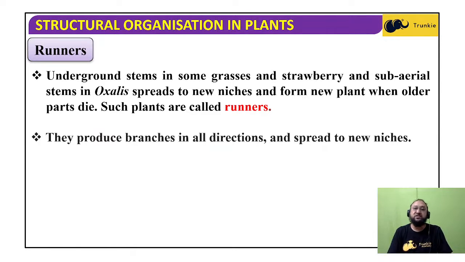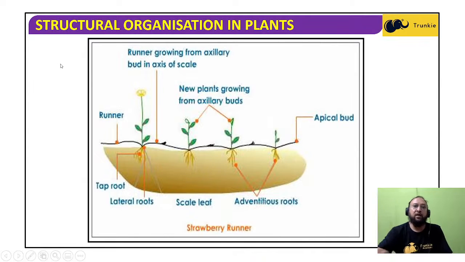They produce branches in all directions, either up, down, left, right, and spread to new niches. It may be this side or this side. So they are running. Now here you can see the runner growing from an axillary bud in the axil of a scale leaf. You can see new plants growing from axillary buds.